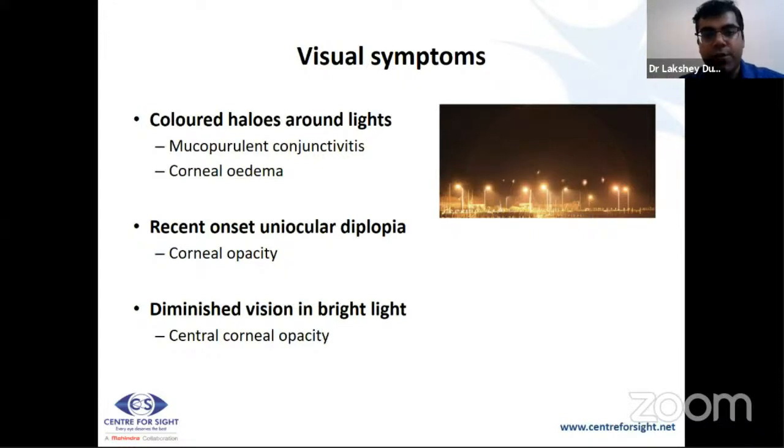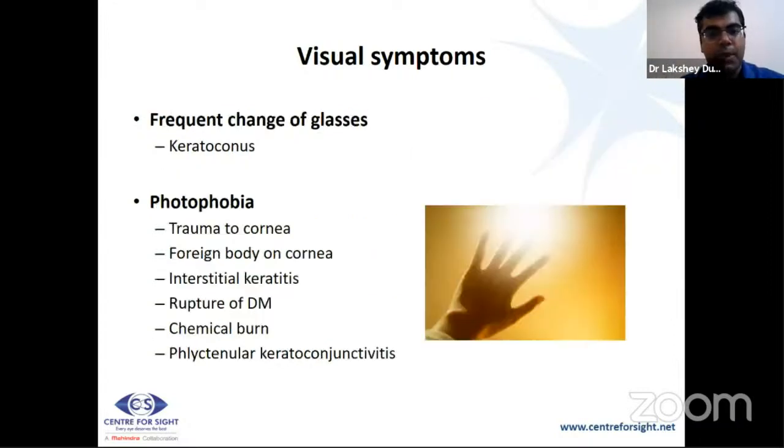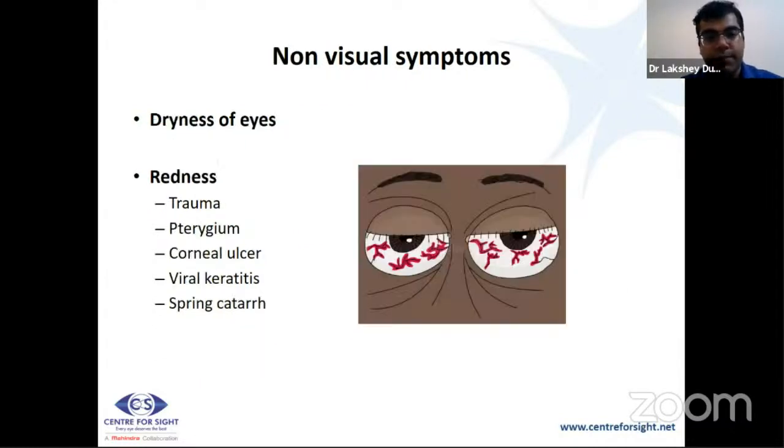Recent onset uniocular diplopia is seen in corneal opacities. Diminished vision in bright light is seen in central corneal opacities, because in bright light, your pupils constrict. Frequent change of glasses is seen in keratoconus. Photophobia is seen in trauma to cornea, foreign body on cornea, interstitial keratitis, rupture of DM, chemical burn, or phlyctenular keratoconjunctivitis. These were the visual symptoms.